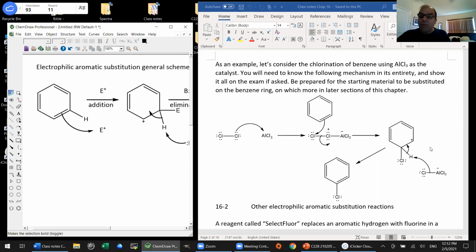And then we need to find a base to pull off this proton and push those electrons back into the benzene ring to make a new pi bond and regenerate the aromaticity. And then we're done. Those basically are the steps.